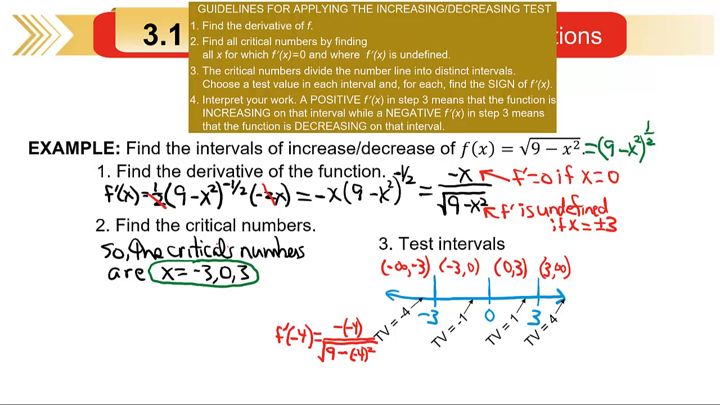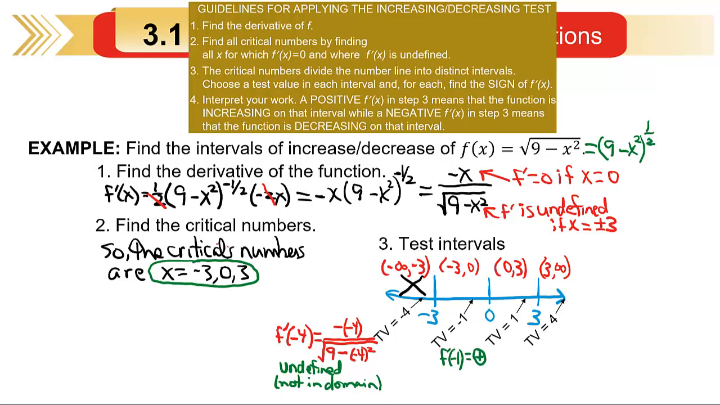When you try to plug these things in, look what happens when you try to plug a negative 4 in as your test value. Well, you square negative 4, you get 16. Well, 9 minus 16 is negative, and you've got it under a square root. You can't take the square root of a negative number. That should clue you in on the fact that numbers to the left of minus 3 aren't even in the domain of the function. You get an undefined value when you try to plug that test value in. So just forget about things to the left of minus 3. They're not even in the domain of the function. Can't do them, just forget about them.